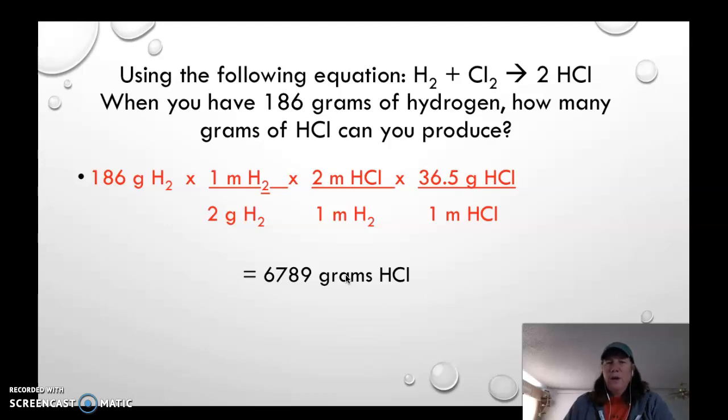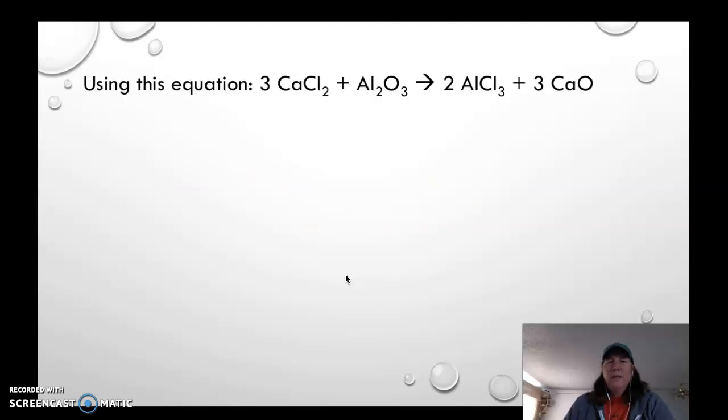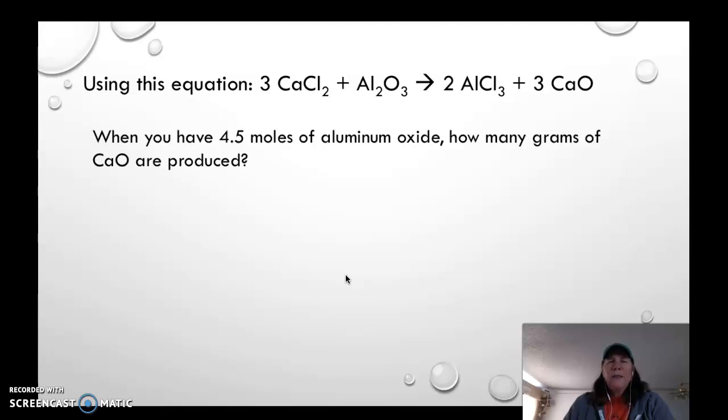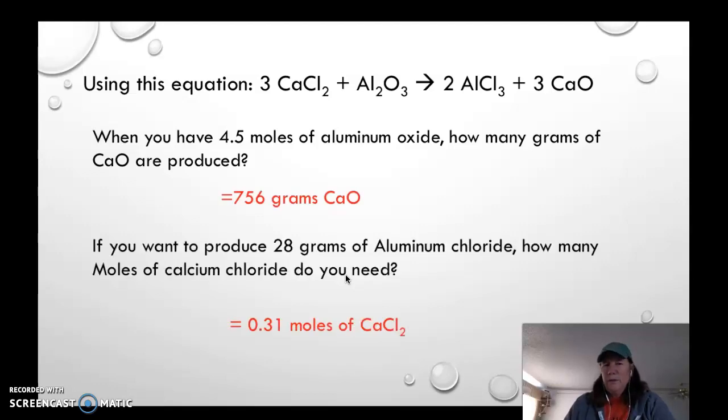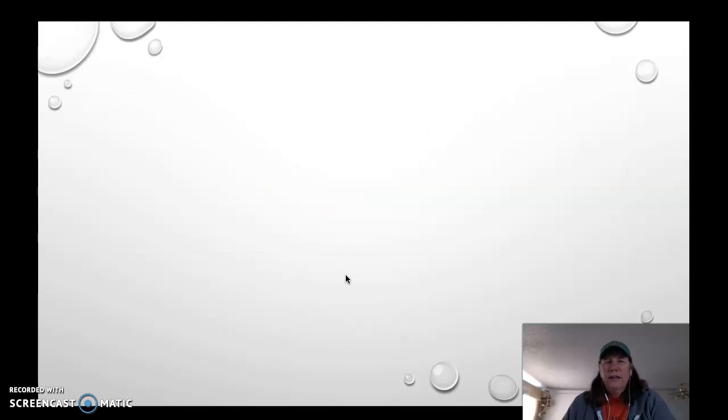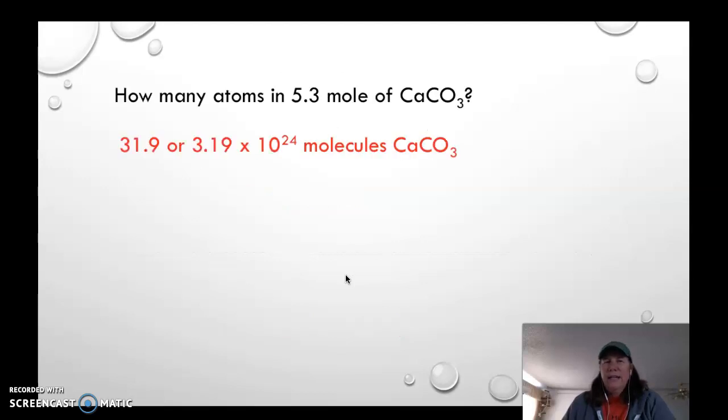These are stoichiometry problems. This would be a mass to mass. Okay, here we got a balanced equation. When you have 4.5 moles of aluminum oxide, how many grams of CaOH? Again, these ones, I just put the answers. These are for you to try. There's another one. Okay, and again, I'll have this PowerPoint on there without me talking, so you can go back and look at it. Okay, and again, how many atoms in 5.3?